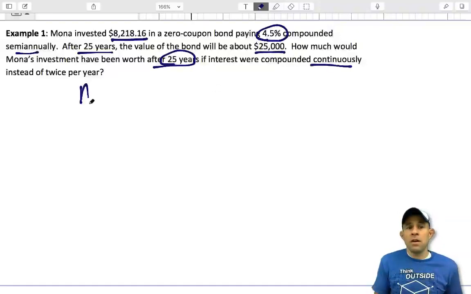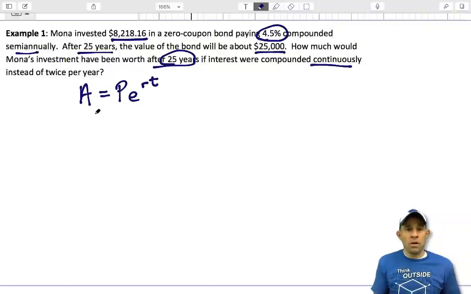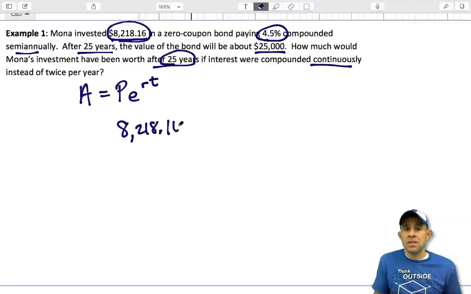They're calling on us to use the PERT formula here, and we're going to write it out again so we remember what it all stands for. P is our principal amount. Here's the amount that Mana invested, $8,218.16. E is just a number that we're going to find on our calculator, and we're going to raise that to the rate here.